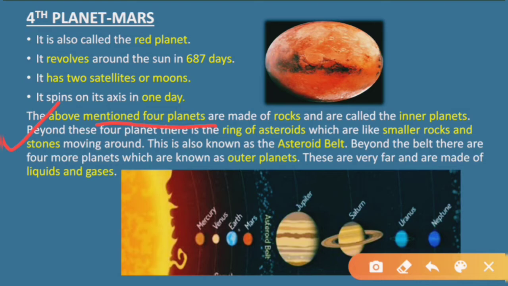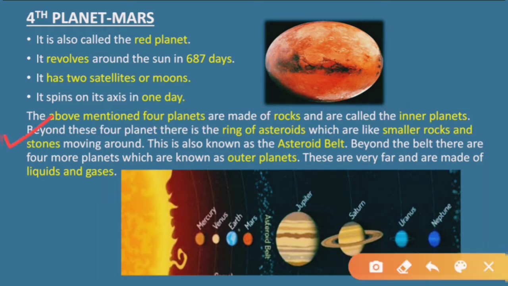All these four planets are made of rocks and are called the inner planets. All these planets, Mercury, Venus, Earth, Mars, are made of what? Made of rocks, and these planets are known as inner planets. The four planets Mercury, Venus, Earth, Mars are made of rock, and these planets are known as inner planets.